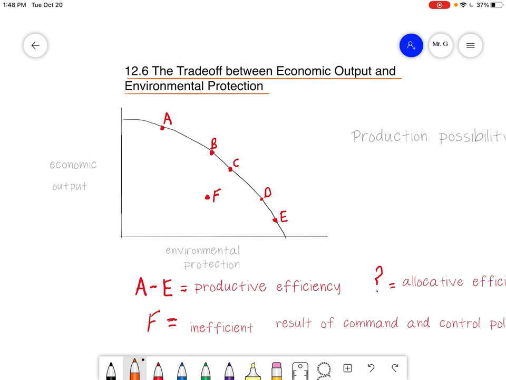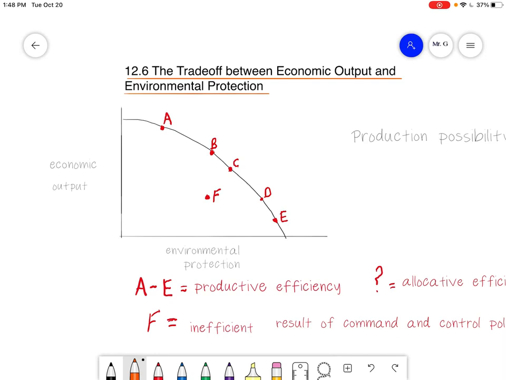And some countries might choose a point like A. It's like, no, we're very concerned with economic output. We honestly don't really care a lot about the environment, so we're not going to do a lot. Some countries might be at a point E. Point E is like, no, we're very concerned with the environment, and we're willing to give up economic output as a result of it.